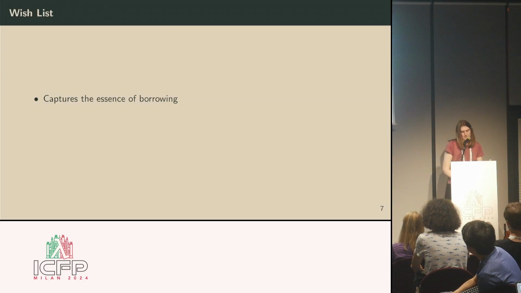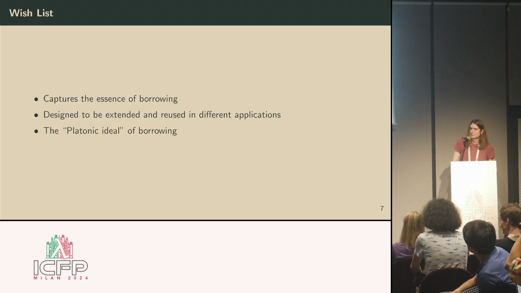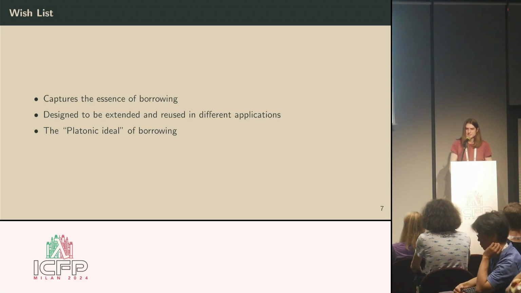So here's a wish list I have of what I want a borrow calculus to do. I wish it would capture the essence of borrowing without getting bogged down by implementation details of specific languages. It would be nice if it could be extended with new features and used for different applications without too much difficulty. So I basically want the Platonic ideal of borrowing. You know, some very abstract notion that can be instantiated in different contexts.